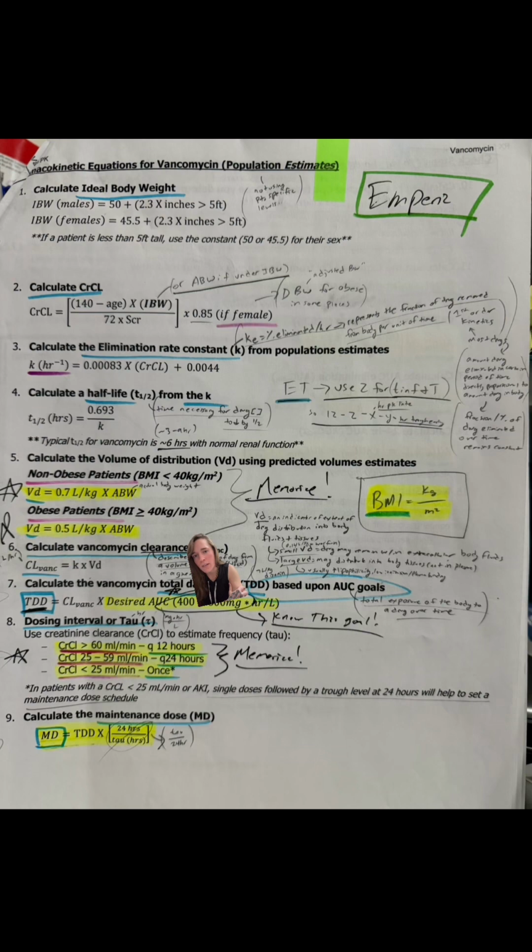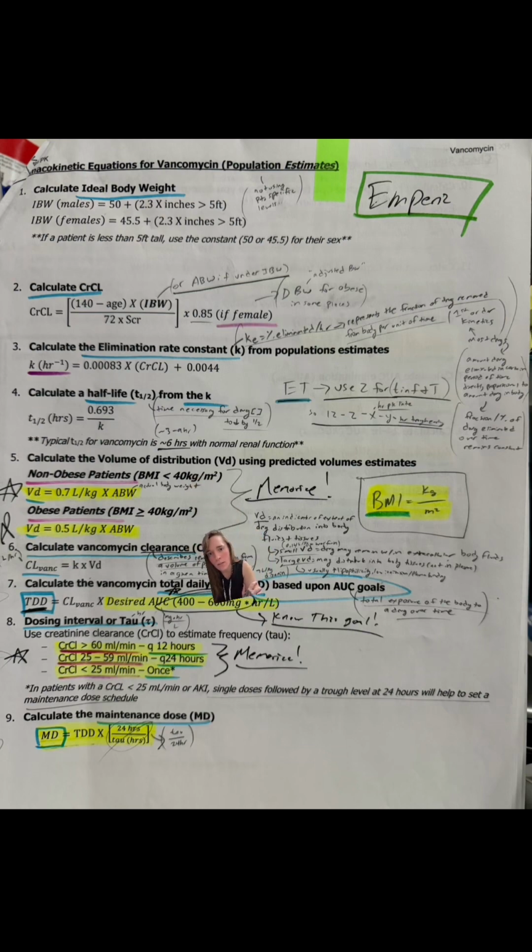Next, we want to calculate the volume of distribution using predicted volume estimates. First, we have to determine if our patient is obese, so we look at BMI. This is kilograms per meter squared. So 5'8" is 68 inches. Multiply that by 2.54 divided by 100 to get meters, 1.73. So 100 divided by 1.73 squared is 33.5. So technically this patient is obese.